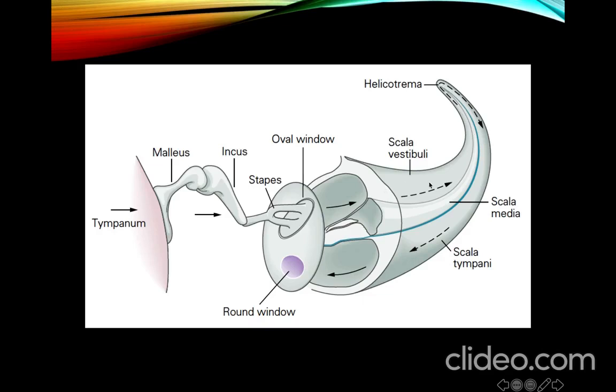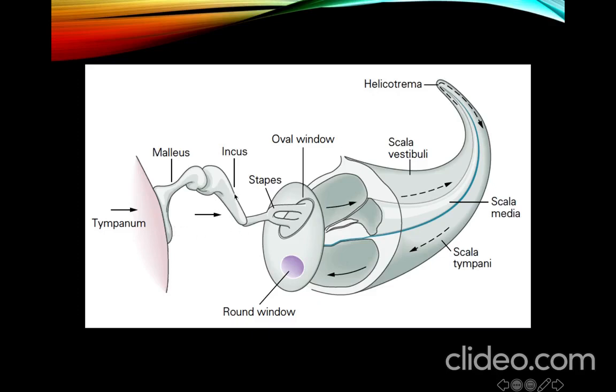Now the two compartments, scala vestibuli and scala tympani, are connected with each other at the apex at a point which is known as the helicotrema. I repeat, the part of the cochlea which is near the oval window is known as the base, while the opposite part is known as the apex. Both cavities, scala vestibuli and scala tympani, have the same fluid and they are connected at the apex at the helicotrema.